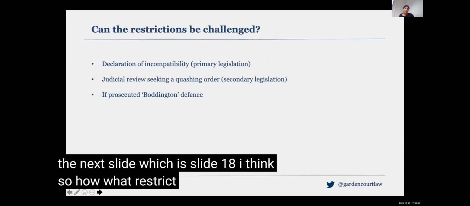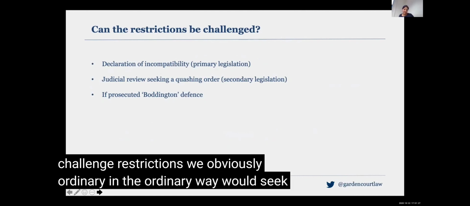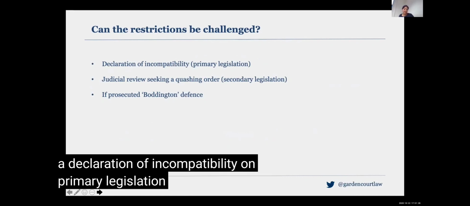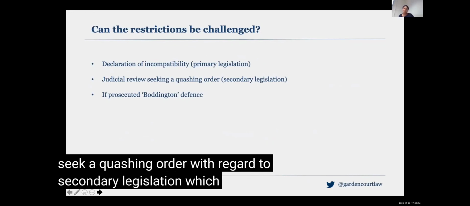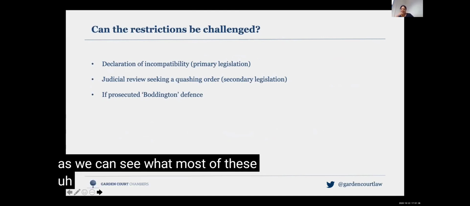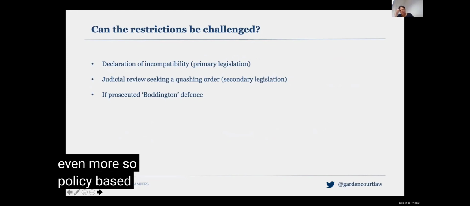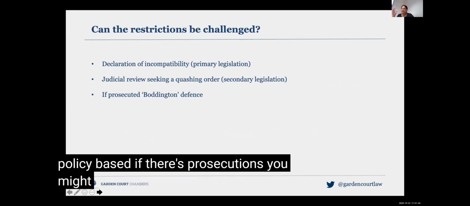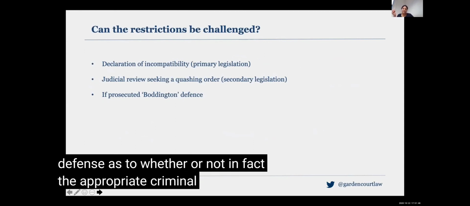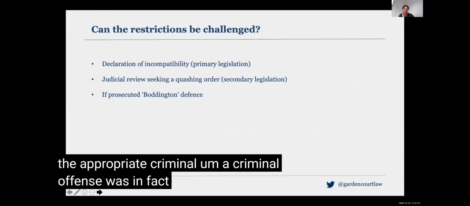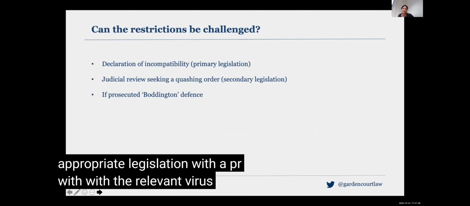So how would we challenge restrictions? We obviously in the ordinary way would seek a declaration of incompatibility on primary legislation, and seek a quashing order with regard to secondary legislation, which is actually, as we can see, what most of these issues are concerned with, or even more so policy-based. If there are prosecutions, you might want to think about a Boddington defence as to whether or not the appropriate criminal offence was in fact enacted through appropriate legislation with the relevant vires.